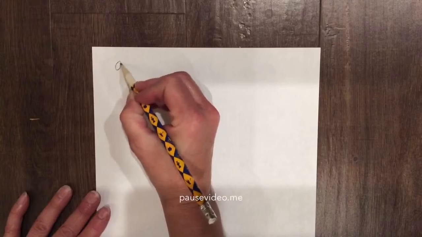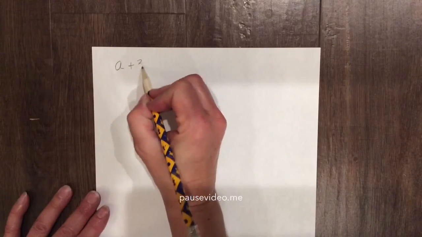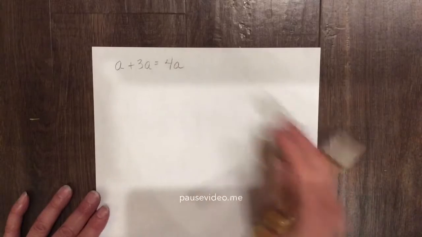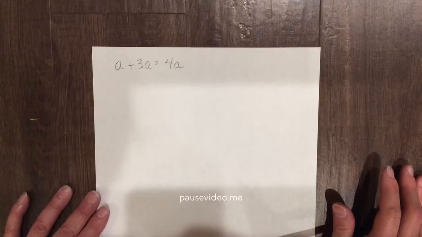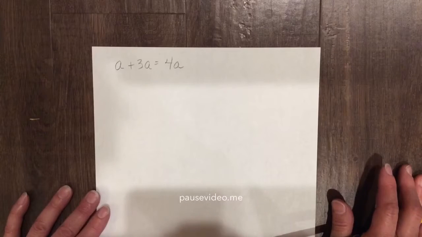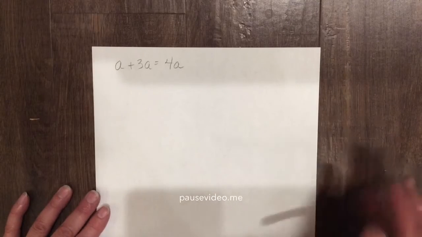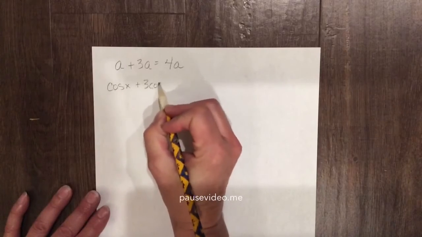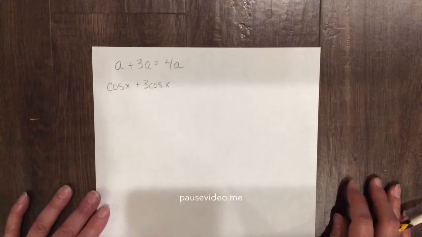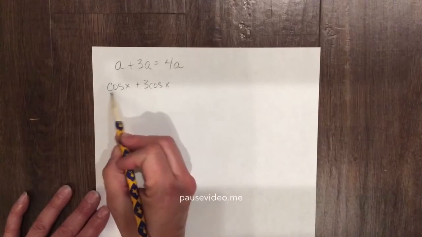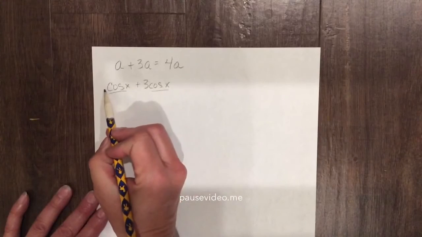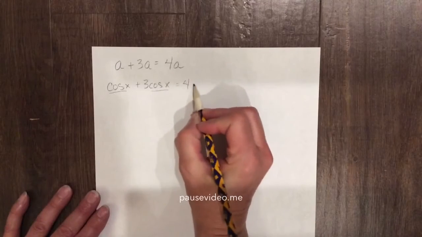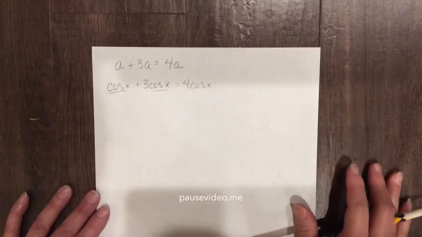Remember, in dealing with variables, if I want to do a plus 3a, you know how to add basic variables. It just makes 4a. Treat these trig functions the same. Rules apply. Treat them the same as when you deal with normal variables. So what happens if I have a cosine x and I want to add a 3 cosine x? Can I add those together? Yes, they are like terms because they are cosine x. This is a 1 cosine x. I want to add a 3 cosine x. So what does that make? It makes 4 cosine x.